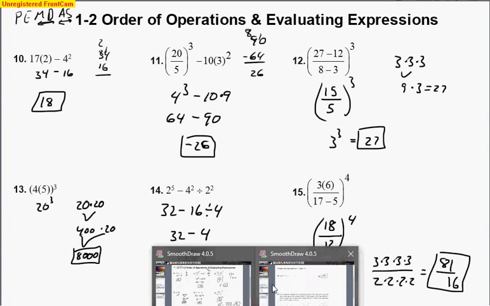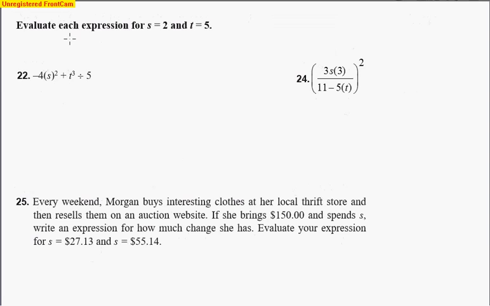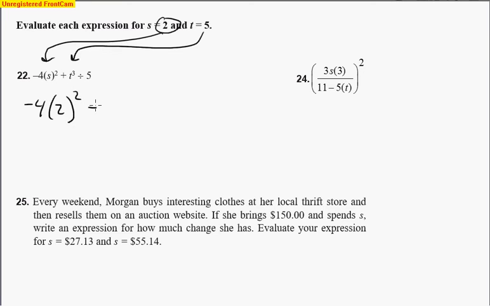So let's take a look at the last couple types of problems. Here we're evaluating the expression. So we're going to substitute 2 in place of the s, 5 in place of the t. So I have negative 4 times 2 squared plus 5 to the third divided by 5.